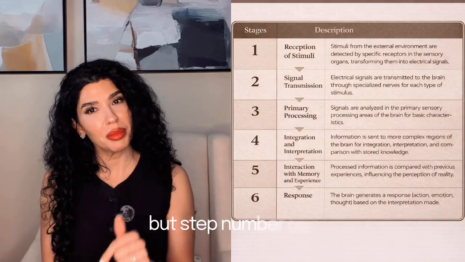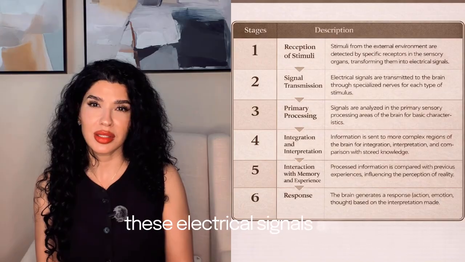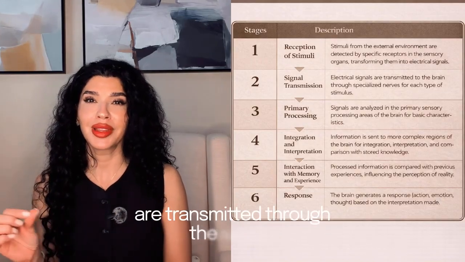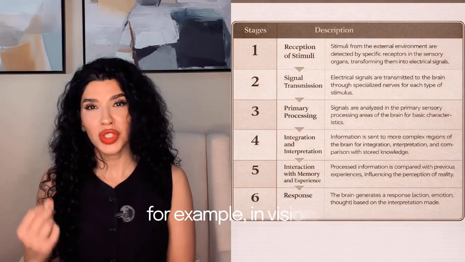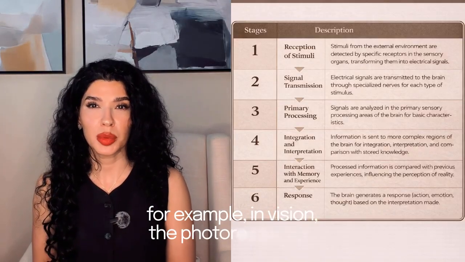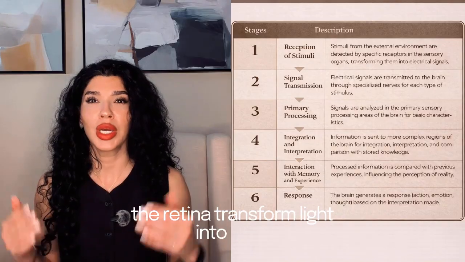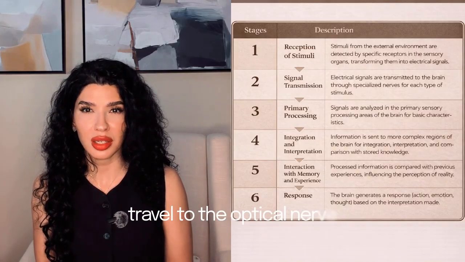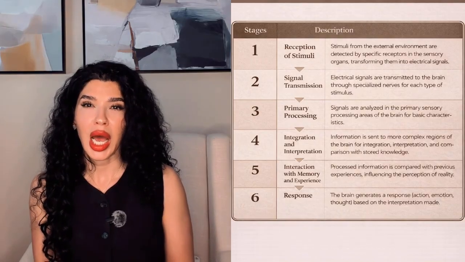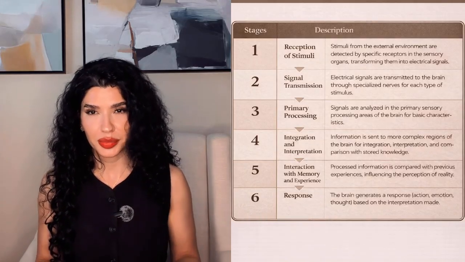But step number two, transmission. These electrical signals are transmitted through the nerves to the brain. For example, in vision, the photoreceptors in the retina transform light into electrical signals, which travel through the optic nerve to the brain. Up to this point, nothing emotional has happened yet.